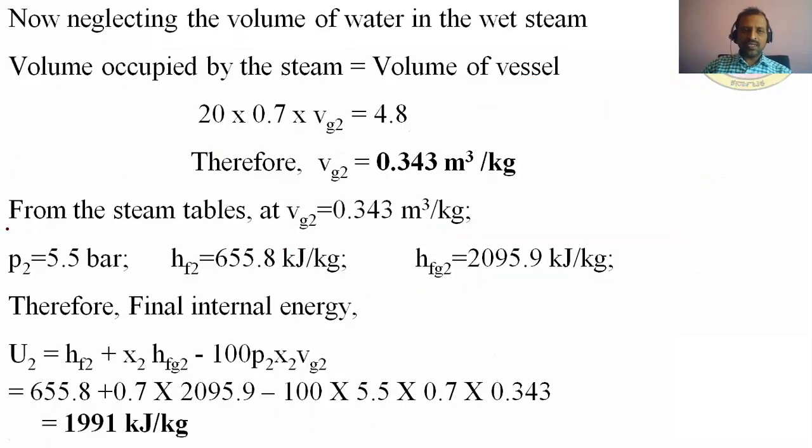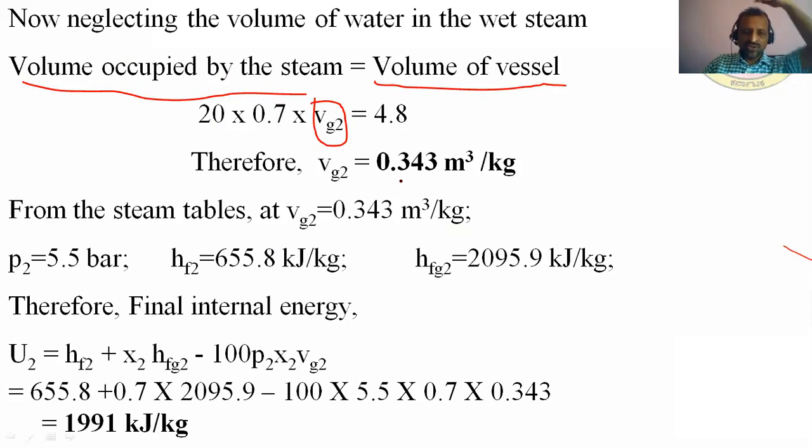Next, he has given neglecting the initial volume of liquid. So volume occupied by the steam is equal to the volume of the vessel. Both must be equal: the volume of steam and the volume of the vessel, the steam cannot occupy more than that. So we are making both equal. So it is 20 into 0.7 into Vg2 is equal to 4.8. Find out the value of Vg2. So it becomes 0.343 meter cube per kg.